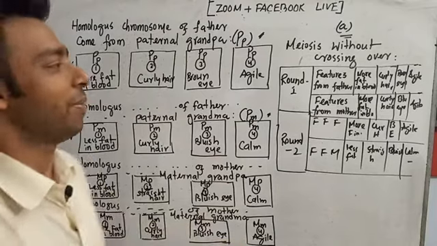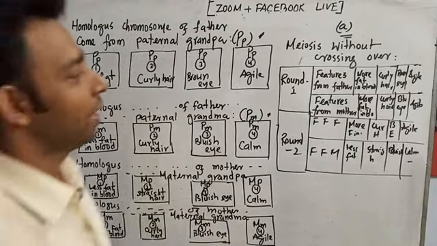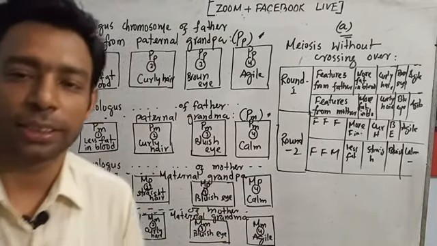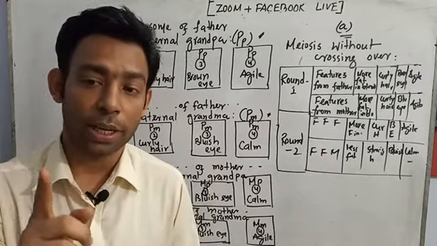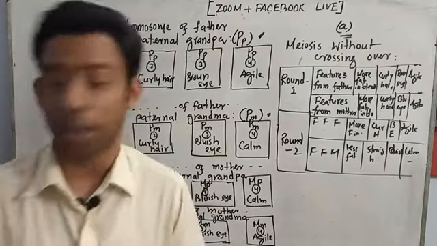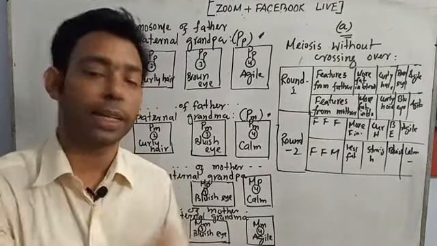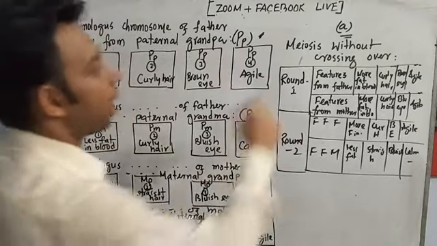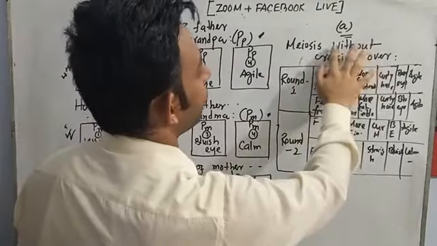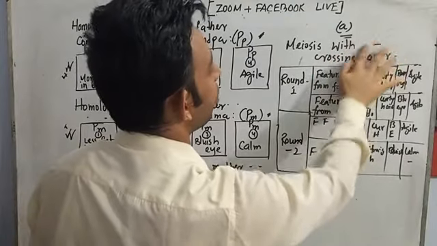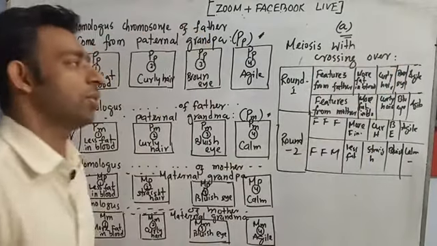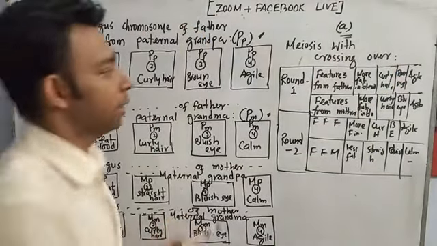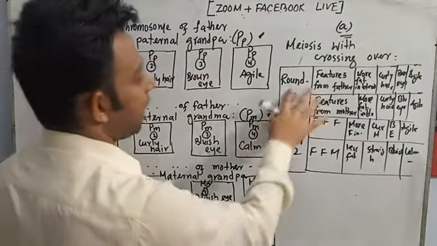Now this time it is the challenge. Look at here, the instruction. I don't go through the full instruction, but what I tell, I think you will get this point. Now meiosis with crossing over. Now this is the crossing over. This would be the round 3 and round 4.